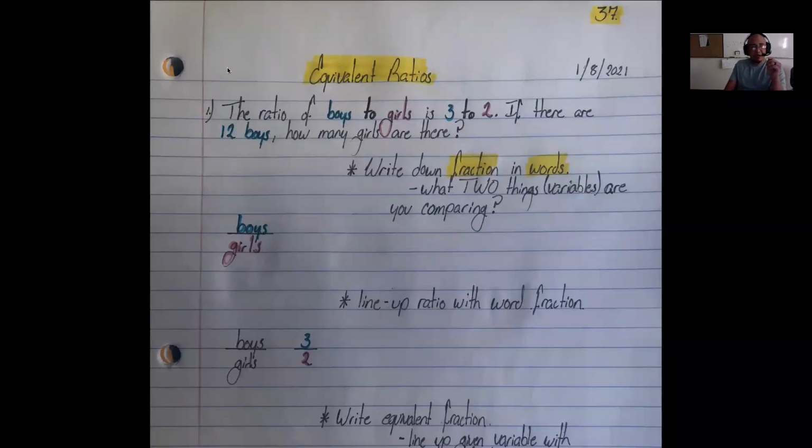Remember, a ratio can be expressed as a fraction, and so in many ways, we're simply working with equivalent fractions, okay? And so our goal today is to use equivalent ratios to find out a missing value. Let me show you what I mean by that.